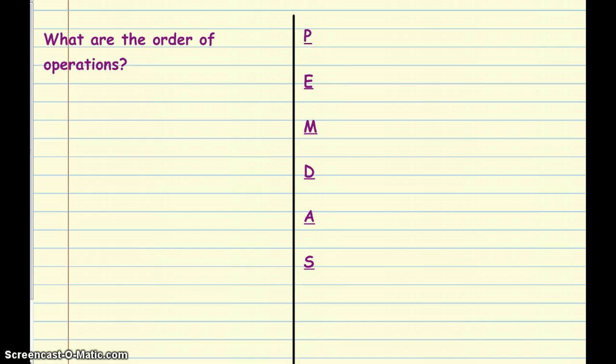So what are the order of operations? We might think of it as, please excuse my dear Aunt Sally. The P is for parentheses. Not only does that include these kinds of parentheses that you see, but it's also any brackets or braces, and sometimes even a fraction bar where you might have something on top and the bottom. So that's the P, parentheses.